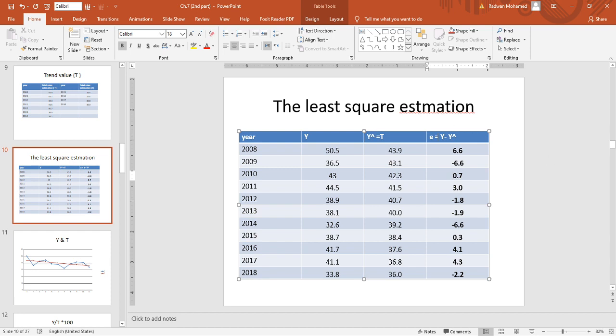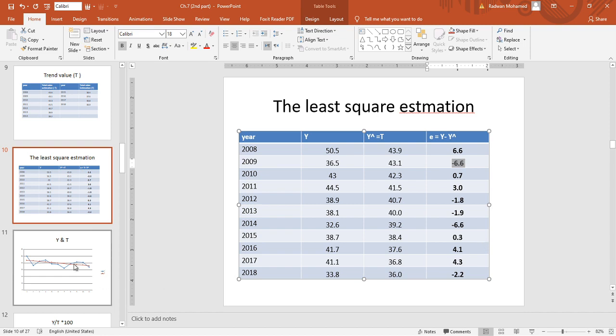So I want to calculate the e. E is equal to y minus y hat. So 50.5 minus 43.9 will give you 6.6. For 2009, I want to calculate the error for it. 36.5 minus 43.1 will give you negative 6.6. Using the same pattern, I will calculate the upcoming years until 2018.